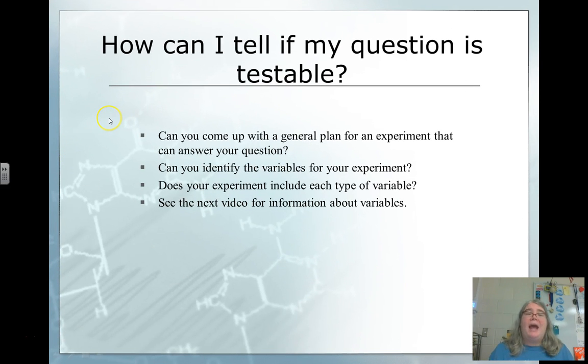So how can we tell then, I've got this question, how do I know for sure this is a testable question? Well, the first thing you need to be able to do is come up with a basic idea for an experiment that can answer your question. This really isn't the time or place to write out a detailed plan for your experiment. Just make sure that you have an idea in your head for what it is that you're going to do to actually test your question.